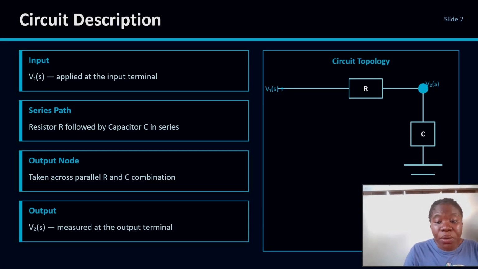So for the circuit description, V1 is applied at the input terminal, and then the resistor is followed by the capacitor in series. At the output node, the R and C are in parallel across the output node to give us the transfer function. So my next colleague will try to explain how to calculate the voltage both in parallel and in series.